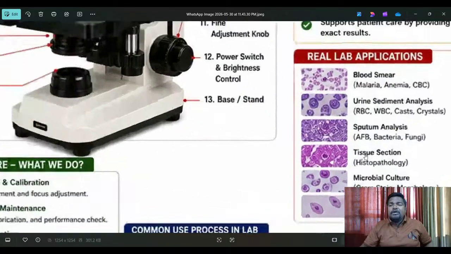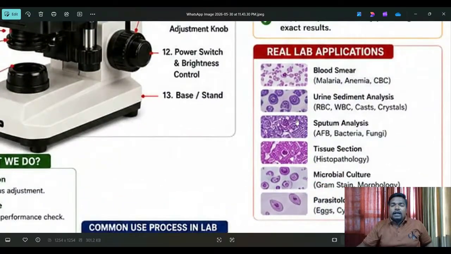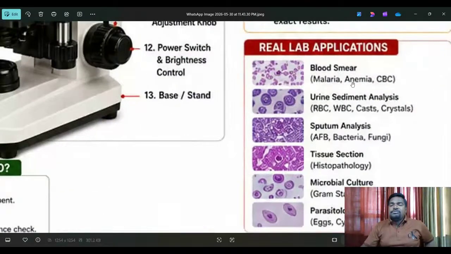See here how a real lab looks. Actually, by using this microscope, how is it visible? For sample purposes, I am showing you for knowledge. Real lab applications are blood smear for malaria, anemia, CBC. Next, urine sedimentation analysis: RBC, WBC, casts, crystals. RBC means red blood corpuscles, and WBC means white blood corpuscles.